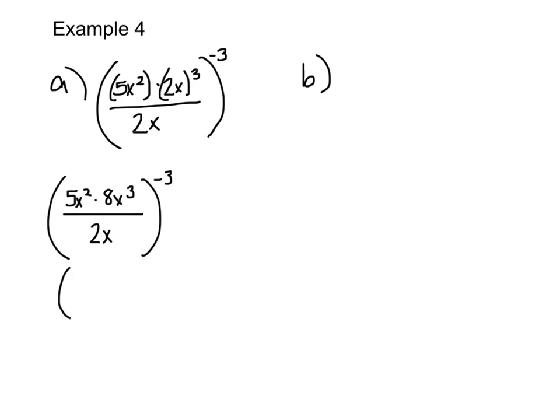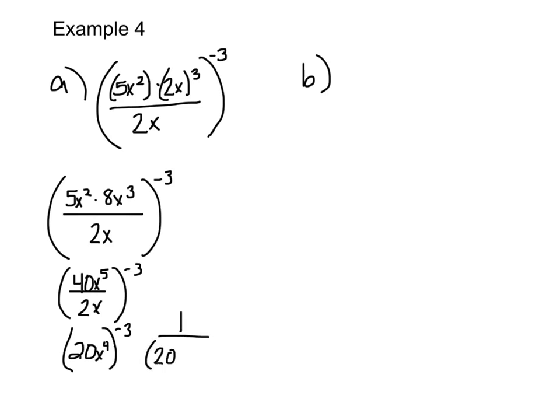The bottom stays the same. So then I get 40 x to the fifth over 2x, all to the negative third power. I then can simplify, and 40 divided by 2 is 20, x to the power 4 to the negative third power. I then have to flip everything. That becomes 1 over 20 x to the fourth to the third.